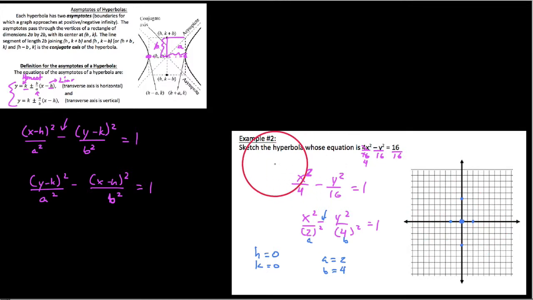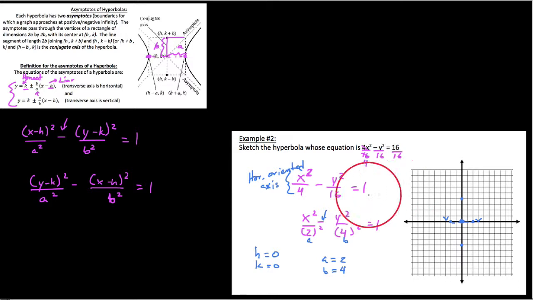The idea here, though, is this. Since our x term came first, we'd say it's a horizontally oriented axis, or transverse axis. So we would say that the transverse axis is actually here, and we say that this is a vertex right here and this is a vertex right here.